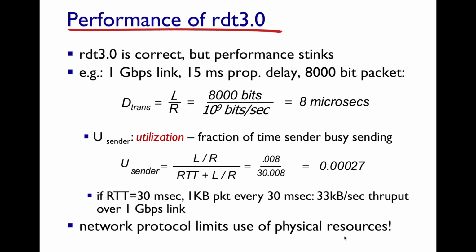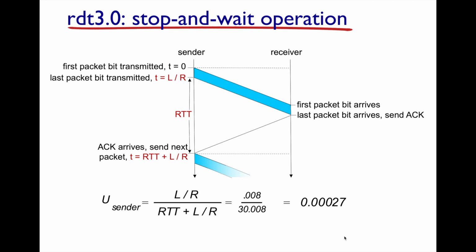And in this case, there's nothing you can do about it because it's the protocol itself that is limiting your usage of this wonderful 1 gigabit link, okay? So what do you do to alleviate this? Well, instead of just sending one packet at a time, send more than one packet at a time. And so you're increasing your utilization by sending more units of data.